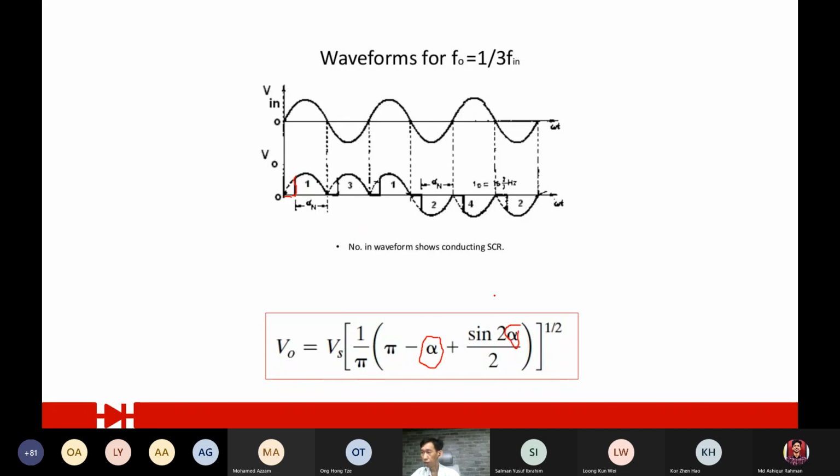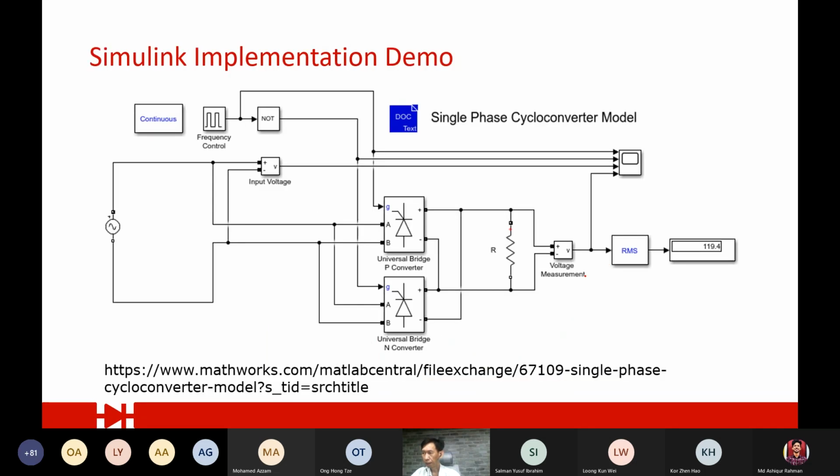So this part is pretty straightforward. It is a single phase equation, and it's applicable to this cycloconverter. I have made one of these examples in my lab. You can download it from here. I don't expect you to build it, but you can download this one and run it.